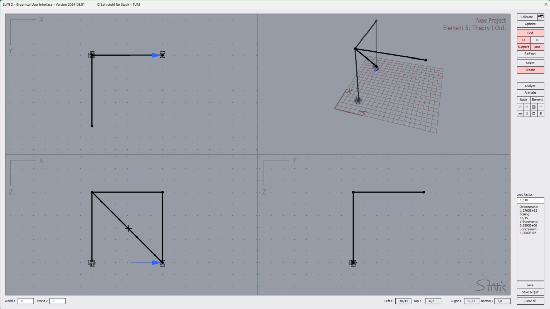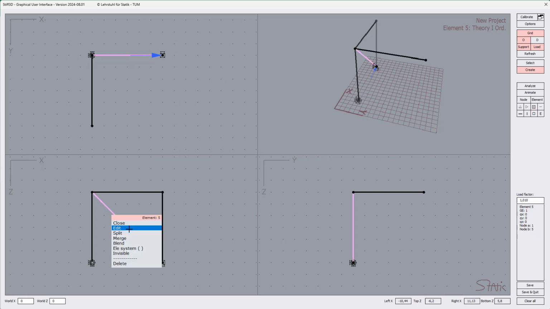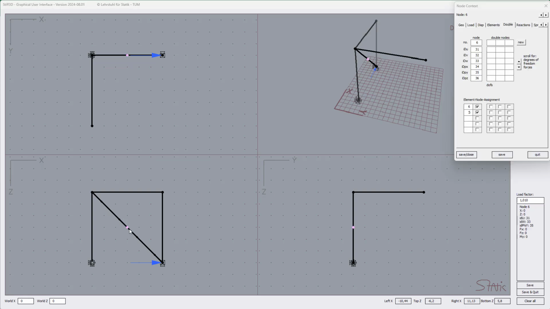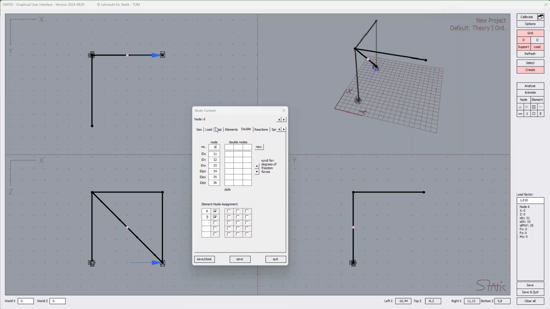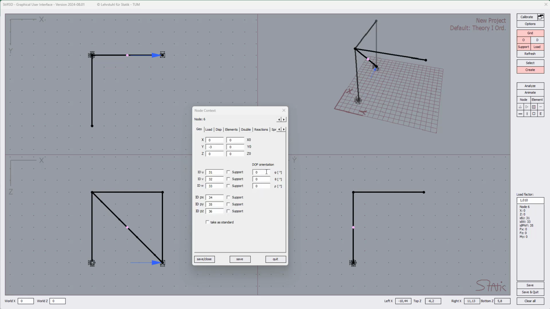Because of that we need this option with respect to splitting elements. Remember the drop-down menu for the element, we split it just in the middle here into two elements. And as we would like to control the longitudinal deflection along this bar, we are modifying the local coordinate system, which we can do again by the context menu of the node. Double click on the node, we go to Geo, then we have here the DOF orientation, double click into there.